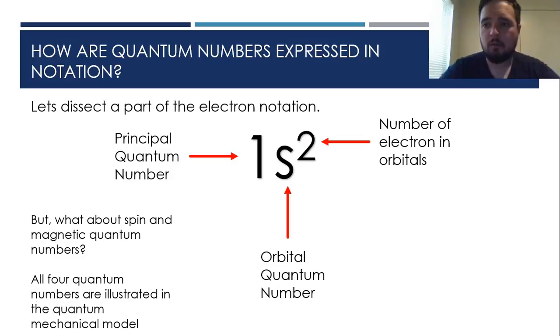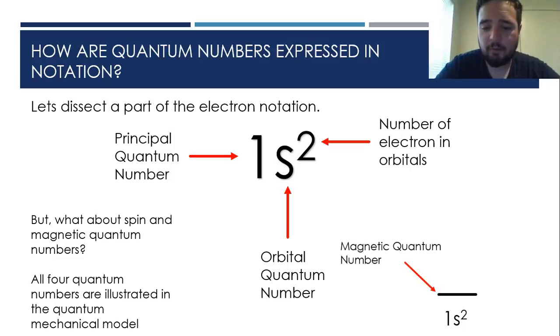So when you're writing the quantum mechanical model, you actually always label your orbitals with the correct part of the electron configuration that you're talking about. So 1s2: the s orbital only has one orbital position, so we represent it with that one line. That orbital position is your magnetic quantum number. Okay, so this little line represents your magnetic quantum number.